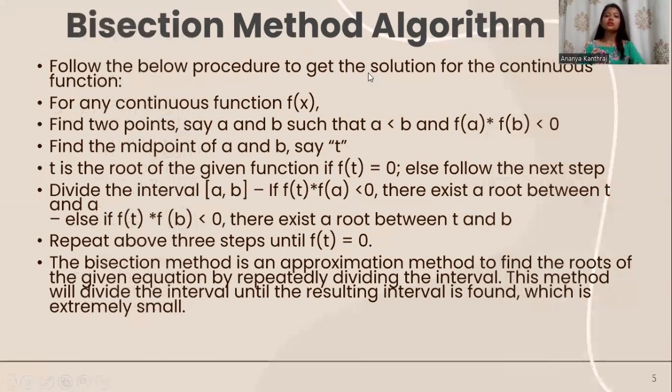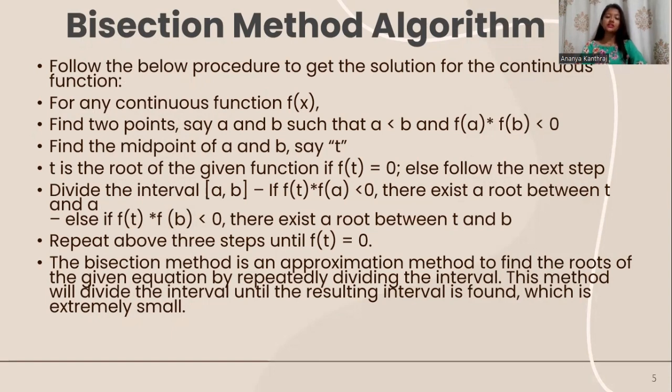So, the bisection method algorithm. Follow the below procedure to get the solution for the continuous function. Let us look into the bisection method algorithm to find the solution for the given problem. First, for any continuous function f(x), find two points, say a and b, such that a is less than b and f(a) times f(b) is less than 0. Third, find the midpoint of a and b, say t. Fourth, t is the root of the given function if f(t) is equal to 0, else follow the next step.